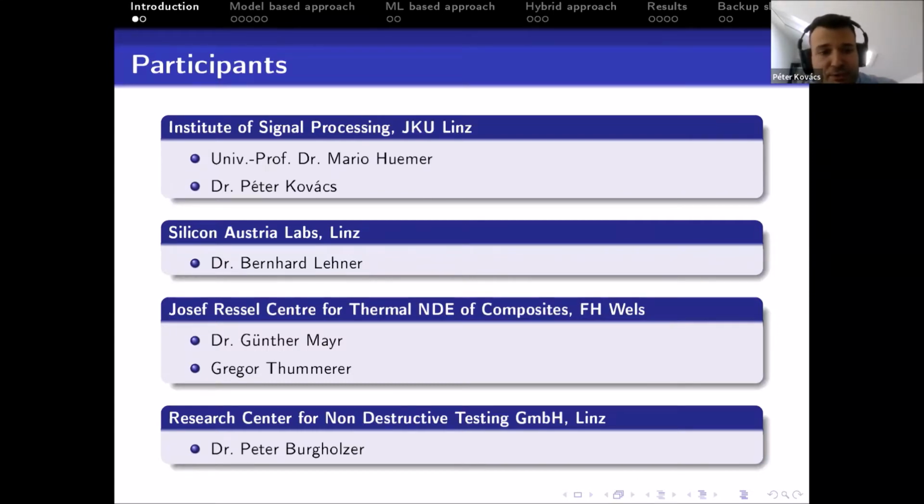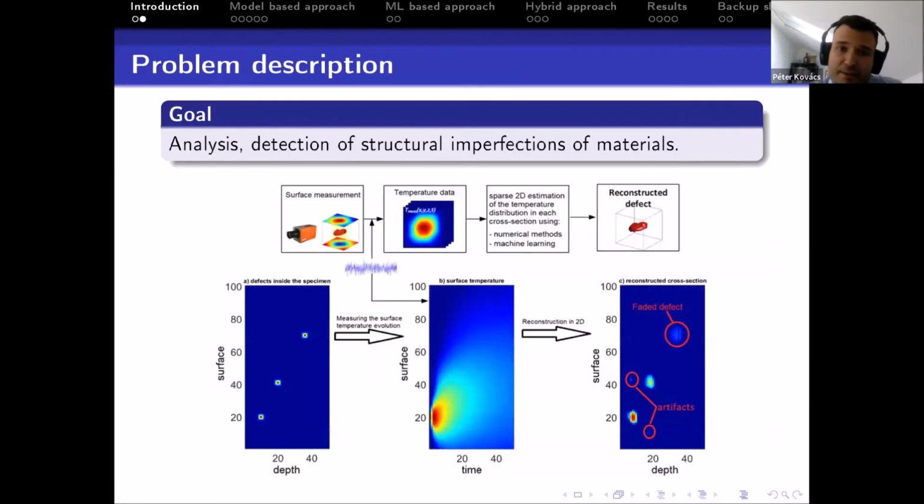He's a machine learning expert. We also cooperated with Günther Meyer and Gregor Tümerer from the FH Wales, and also with Peter Bukurtsev from the RECENDT. So today I will present the results of this joint research, in which the focus was to improve the accuracy of the thermographic imaging techniques, where the goal is to analyze and detect the structural imperfections of materials.